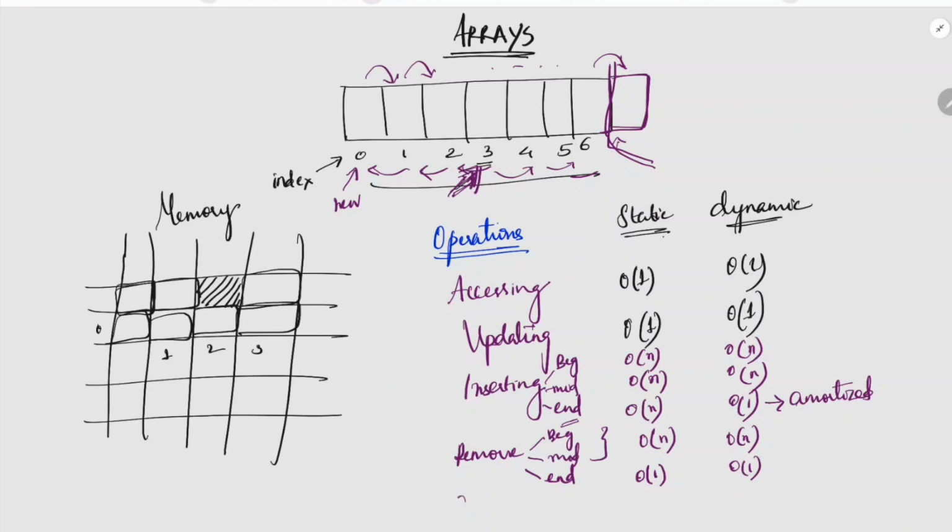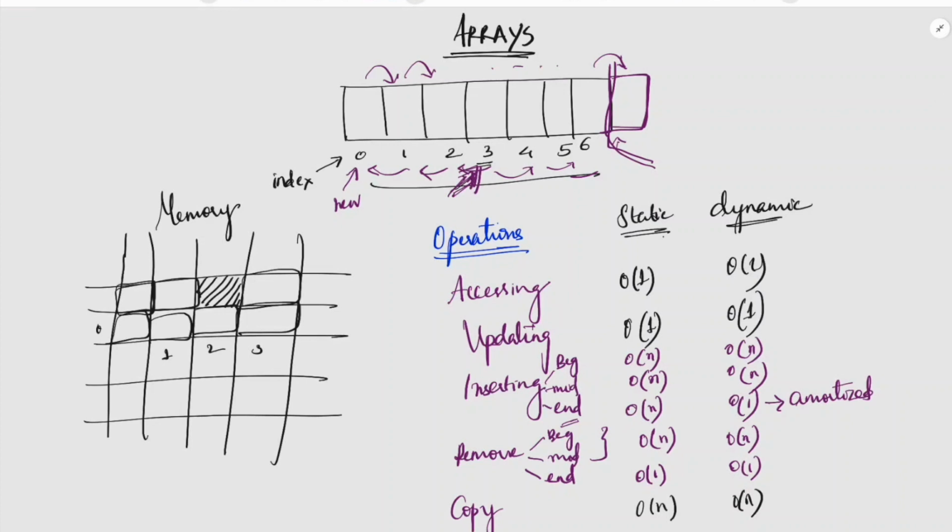And the final operation that we are going to look at is copy. In case of copy, in both the cases, it's an O(n) operation because you have to access all the elements in the array and add them to the new location. So it's going to take O(n) in both static as well as dynamic arrays. So these are some of the basic operations that you can perform in both static and dynamic arrays.